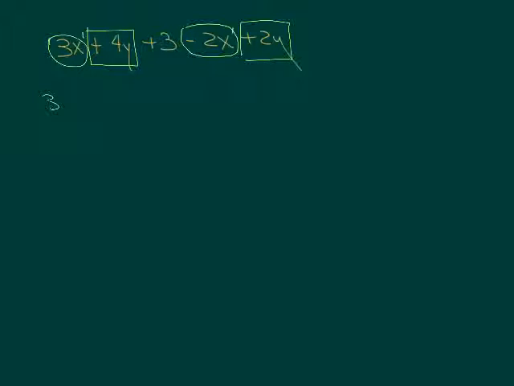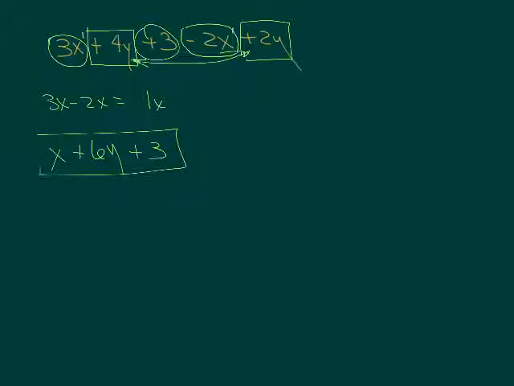So 3x minus 2x is 1x, or just x. So I have x. I'm going to combine these two. 4y plus 2y is going to be 6y. And I don't have anything to combine the 3 with, so that's going to stay the same. And that's my answer. That's the simplified version of it. That's combining things so that it makes it easier to work with.